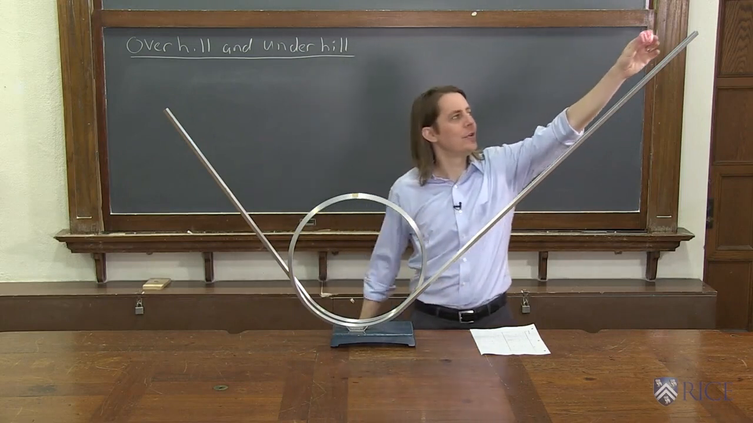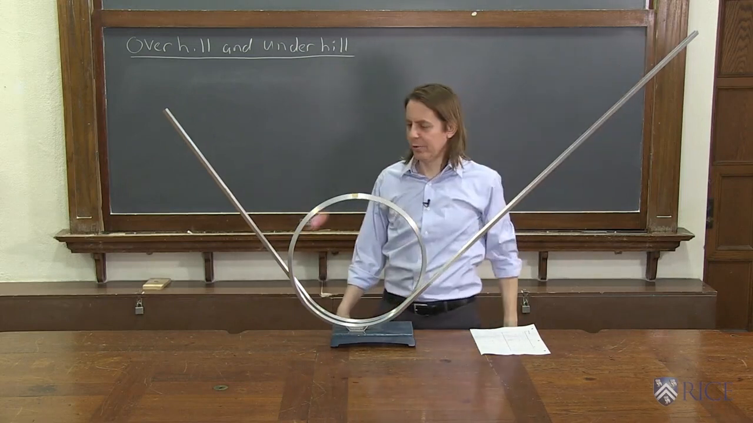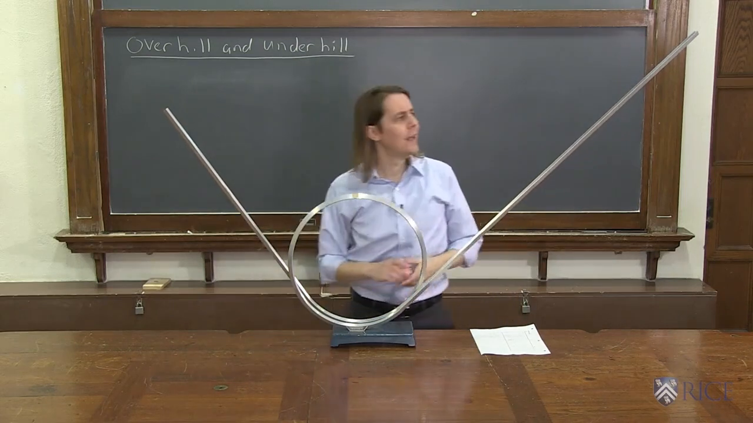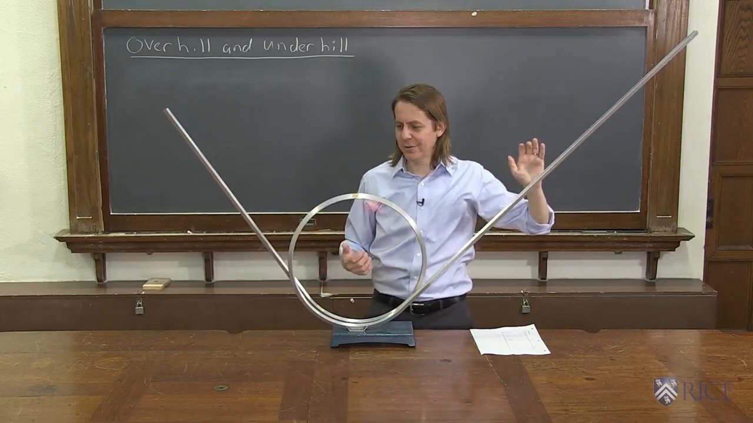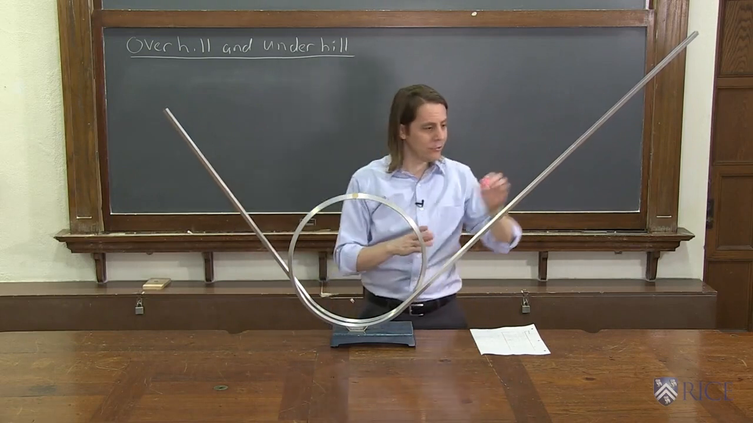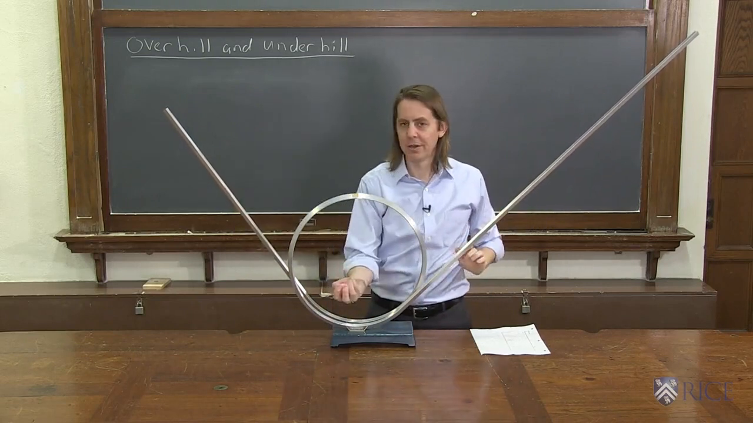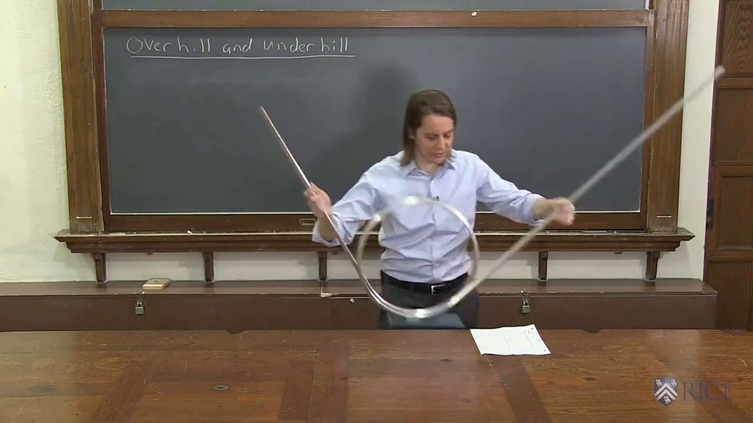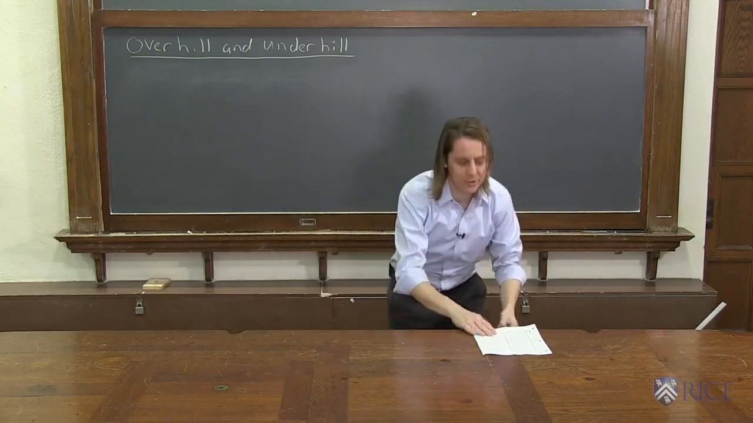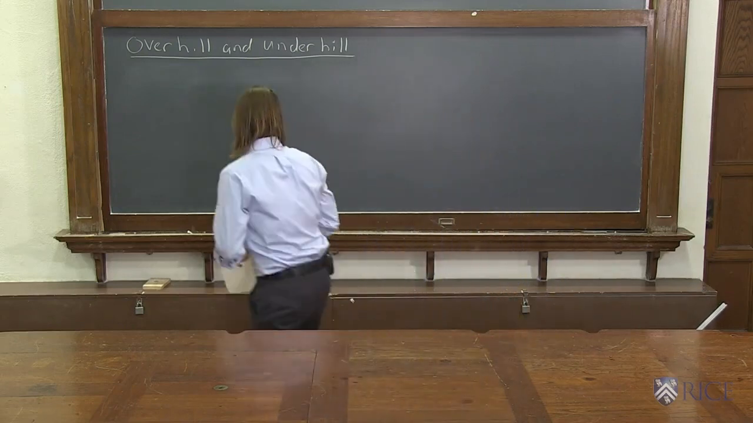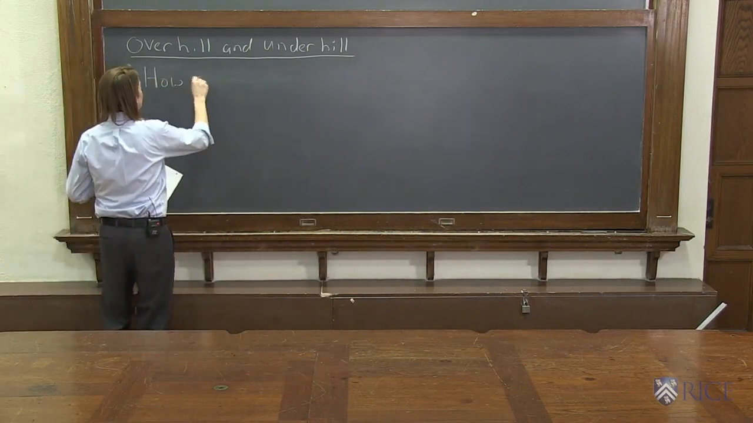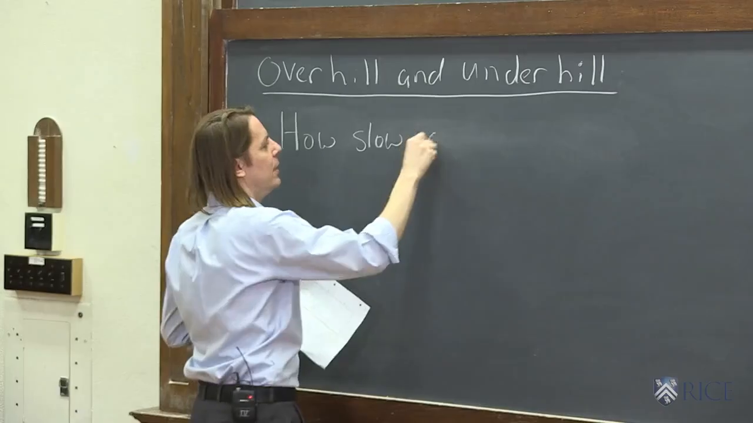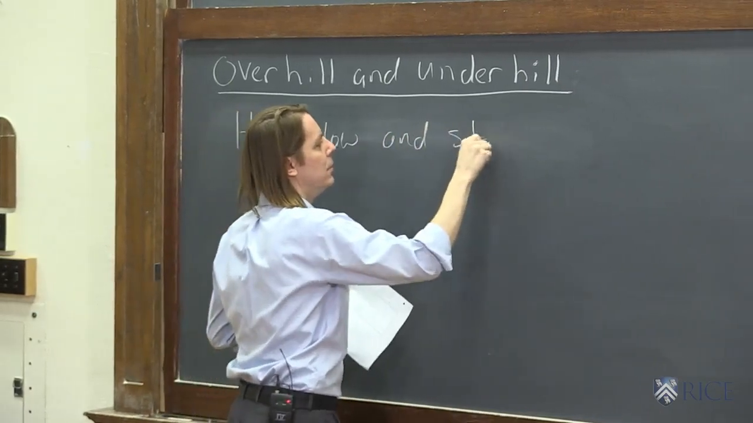You have this intuition that if it goes really fast, it easily stays on the loop, like that. And if it goes slower, maybe it'll stay on, oh, barely. And if it's too slow, it'll fall off the track. So the question is, how fast does it need to go? Let's see what we get. In the case of underhill, how slow can you go and stay on?